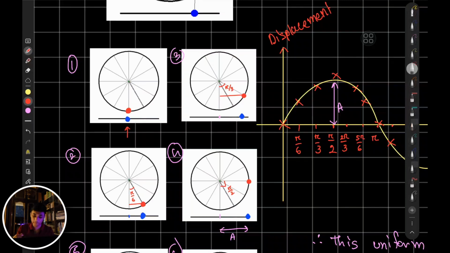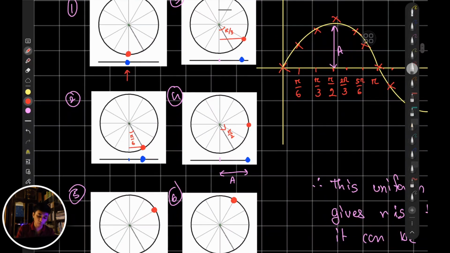If, let's say, the red bob moves by π/6 radians, it will move by this distance. And let's plot this distance. Let's say it is 1 centimeter. Let's plot this over here. So at π/6 radians, it's moving how much? 1 centimeter. Just an arbitrary value. I don't know the value, I'm just assuming it.